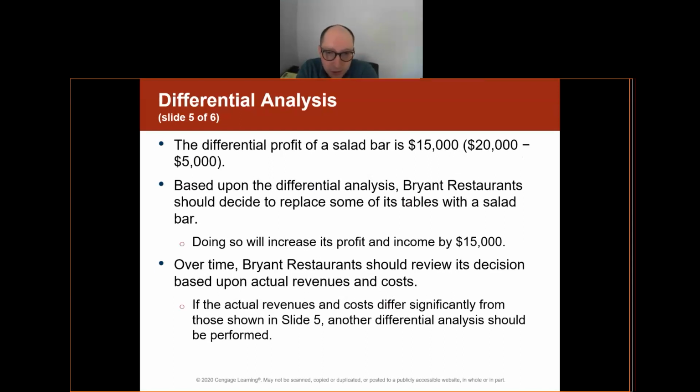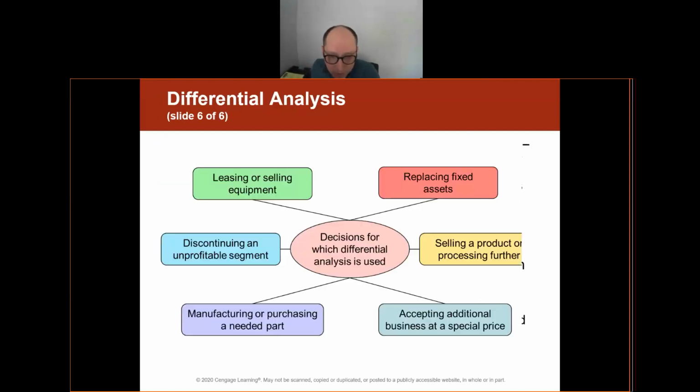So based off of the decision, yes, installing that salad bar would be a wise decision because it would increase profit by 15,000. And of course, the revenue goes up. So all of those are, of course, increasing profit, which is a good thing. That's the whole reason why we're in business, right?